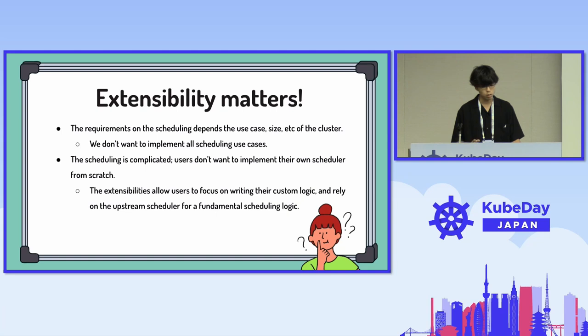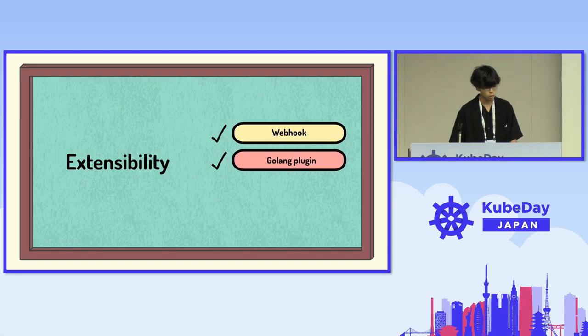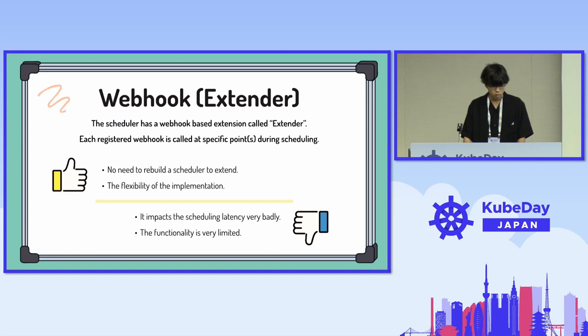The maintainers focus on maintaining the core logic of the scheduler, and ask how we can let the cloud users use our ability for their own use cases. There are two ways to extend the scheduler: one is the webhook, and another one is the plugin. The webhook was our first attempt to provide the ability to extend scheduling.